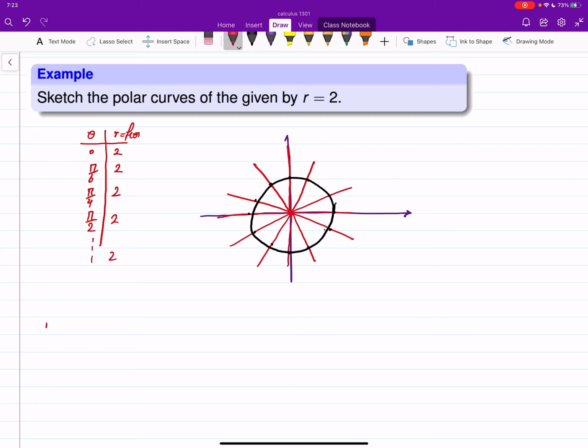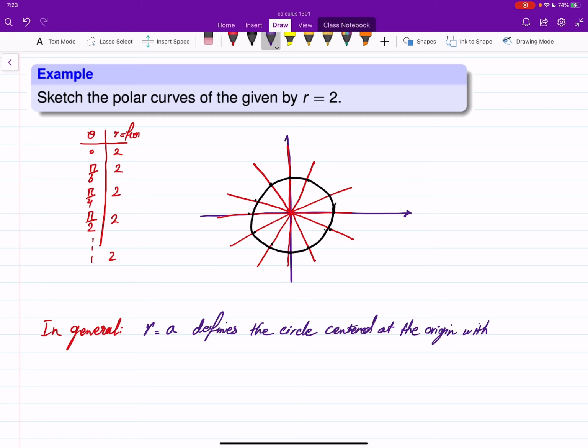In general, r equals a number a defines a circle centered at the origin with the radius a.